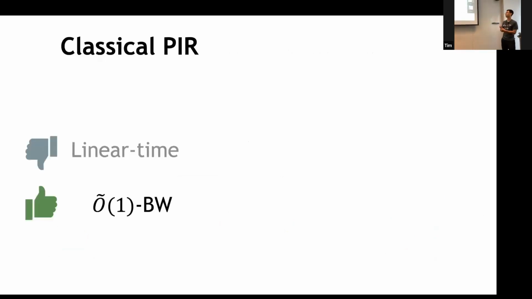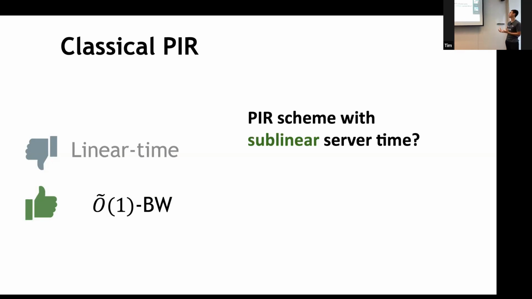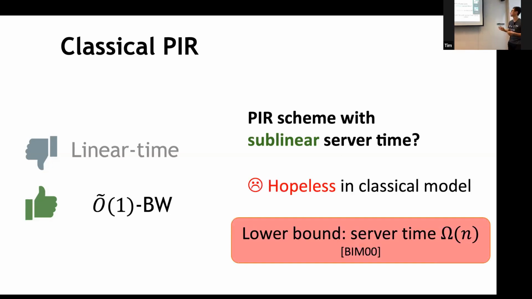So the downside of classical PIR is that it has linear time scanning, but the good thing is that it has pretty small bandwidth consumption, which will be polylogarithmic. So can we design a PIR scheme with sublinear server time? Unfortunately, this is hopeless in the classical model.